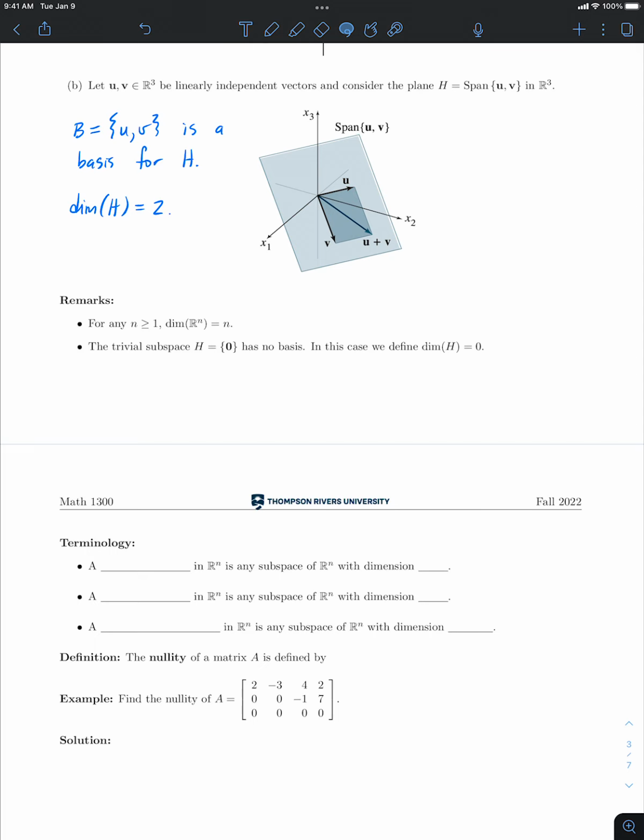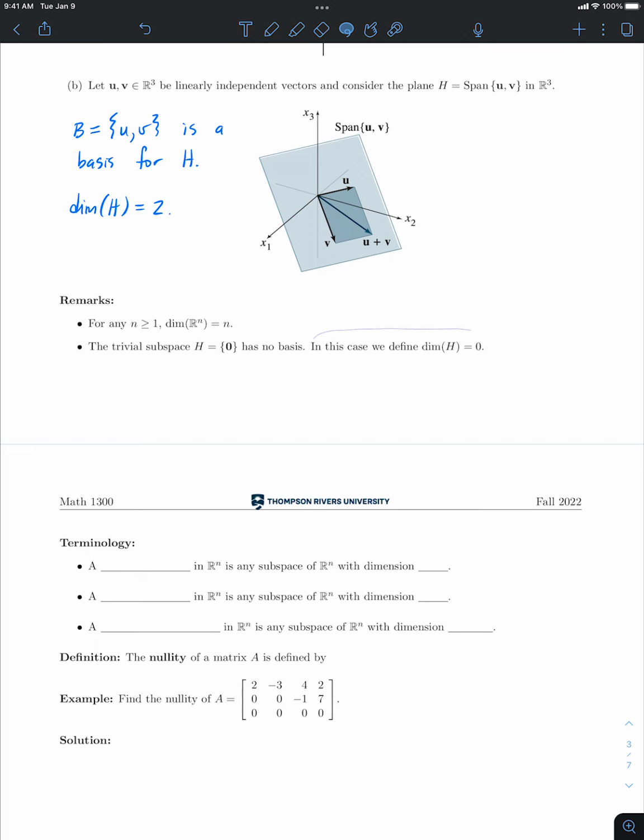Okay, and the trivial subspace. Remember, that's the subspace of Rn consisting of only a single vector, which happens to be the 0 vector. If you give it some thought and play around with it, the conclusion you'll find is that there is no way to come up with a basis for the trivial subspace. The only spanning set you could ever write down for the trivial subspace is the set containing only the 0 vector. But the set containing only the 0 vector is not linearly independent. So for that reason, you'll never be able to come up with a basis for the trivial subspace.